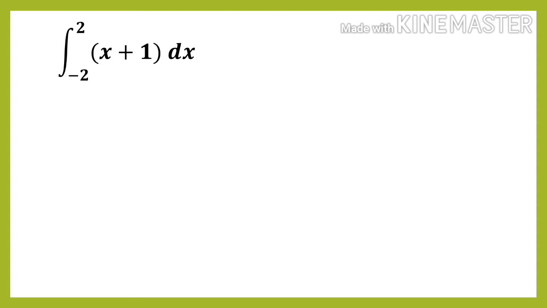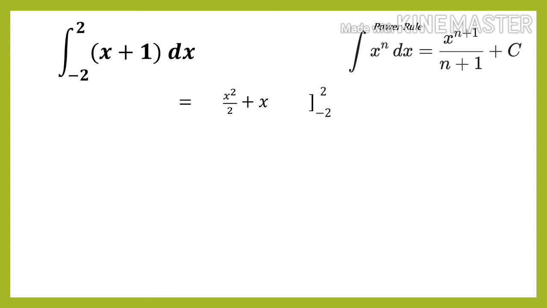Let's start with this example. Evaluate the definite integral of x plus 1 from negative 2 to 2 with respect to x. In this example, we need to use the power rule. The power rule is the antiderivative of x raised to n is x raised to n plus 1 divided by n plus 1 plus c. Like I said before, in definite integral, we don't need the constant of integration. So the antiderivative of x plus 1 is x raised to 2 over 2 plus x.